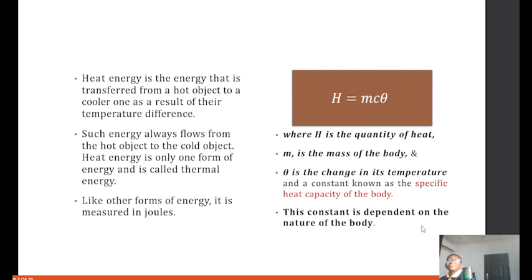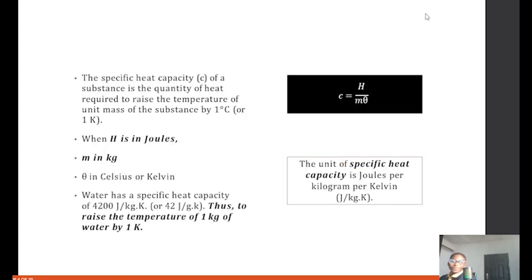And this constant is dependent on the nature of the body. You should understand that statement. It is dependent on the nature of the body. The type of body will determine the amount of heat it can take. The specific heat capacity of a substance is the quantity of heat required to raise the temperature of a unit mass of the substance by 1 degree Celsius. Don't forget that a unit mass is different from heat capacity. When you're talking about heat capacity, it is just about the general capacity of a body. But when you say specific heat capacity, it is just one unit mass of that body.